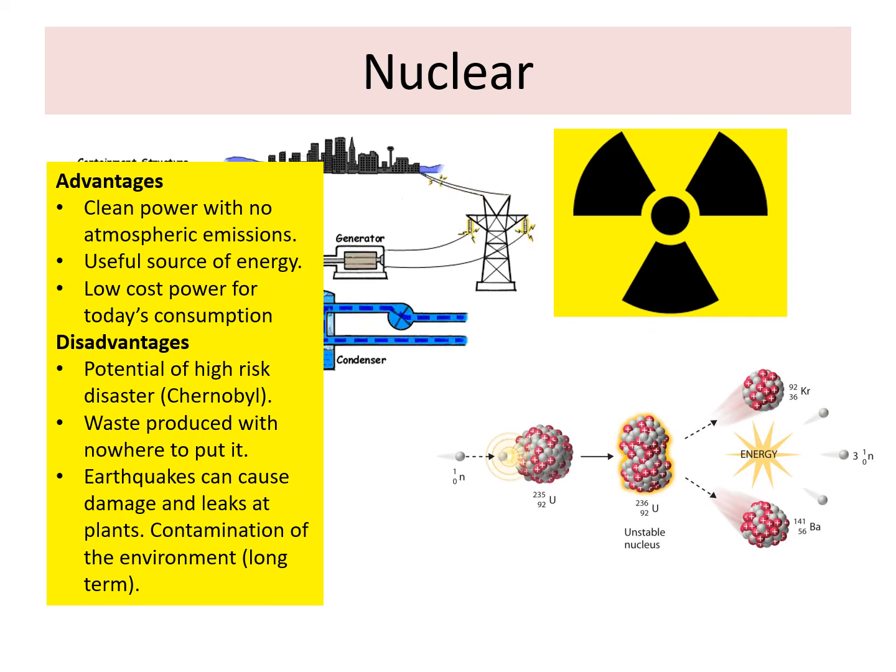The potential high risk of disaster, for example, the Chernobyl disaster. Waste produced with nowhere to put it. And earthquakes can cause damage and leaks to plants. Contamination to the environment can be long term and very dangerous for humans and animals.